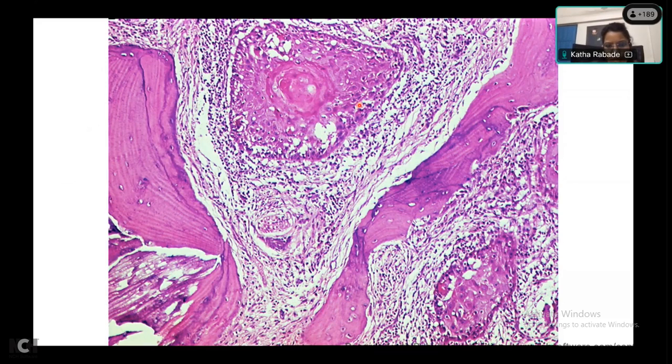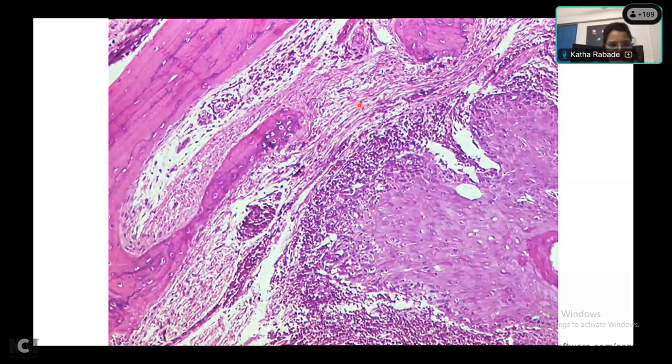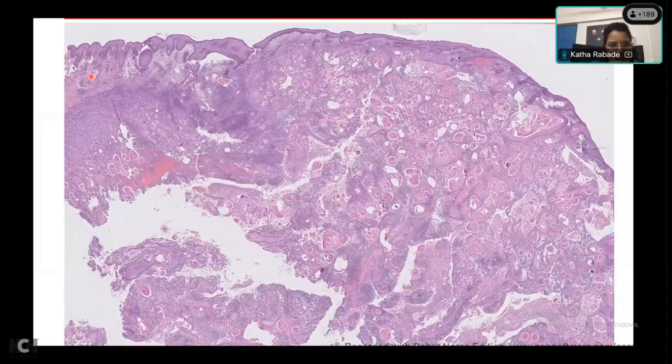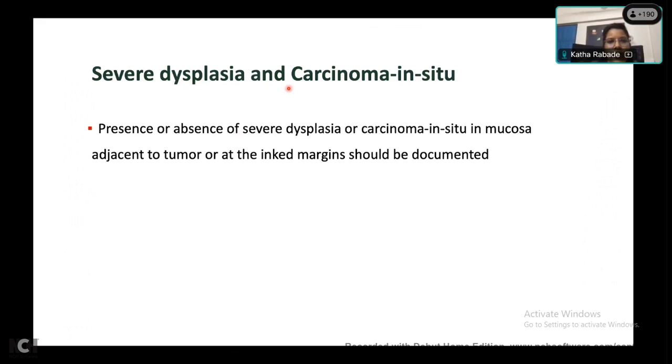Again, bony invasion. This is tumor involving the skin. We can see the skin here, some pilosebaceous unit here, and tumor is involving the skin. So again, this is T4A. If there is dysplasia which is severe or carcinoma in situ, the presence of this should be documented. And if there is severe dysplasia close to the inked margin, even the distance from such dysplasia needs to be documented.